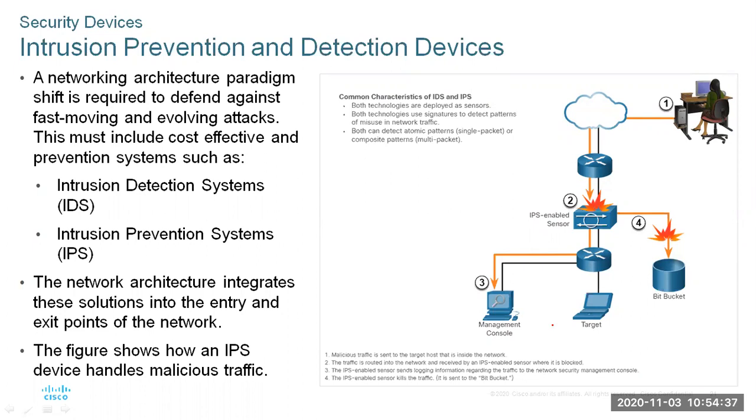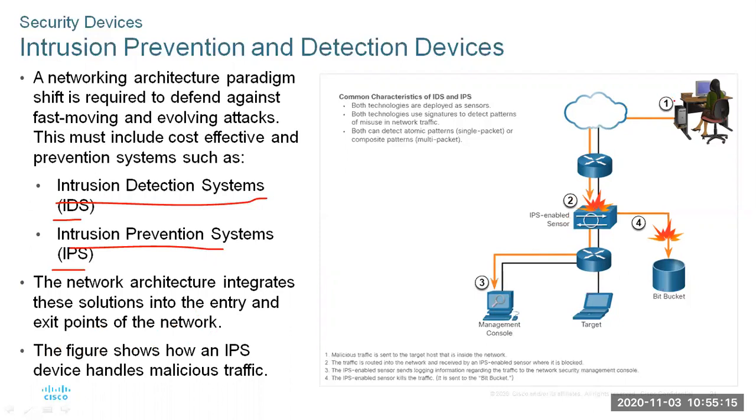A networking architecture paradigm shift is required to defend against fast moving and evolving attacks, and this must include cost-effective detection and prevention systems such as the intrusion detection system and the intrusion prevention system. The network architecture integrates these solutions into the entry and exit points of the network.